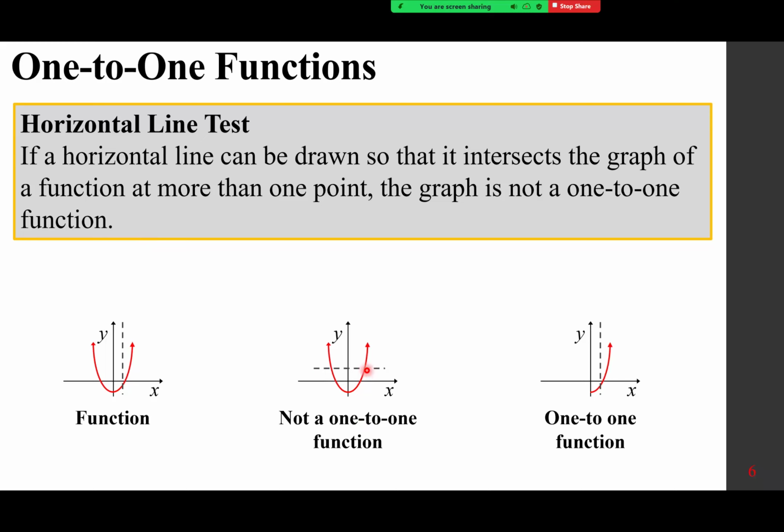So these two points are on the same horizontal line and have the same y coordinate. However, if you cut it in half from here, the left hand and the right hand, each one becomes a one-to-one function. Is this a function? Yes. Is this one-to-one? No. If you cut it in half, is each half a one-to-one function too? Yes.